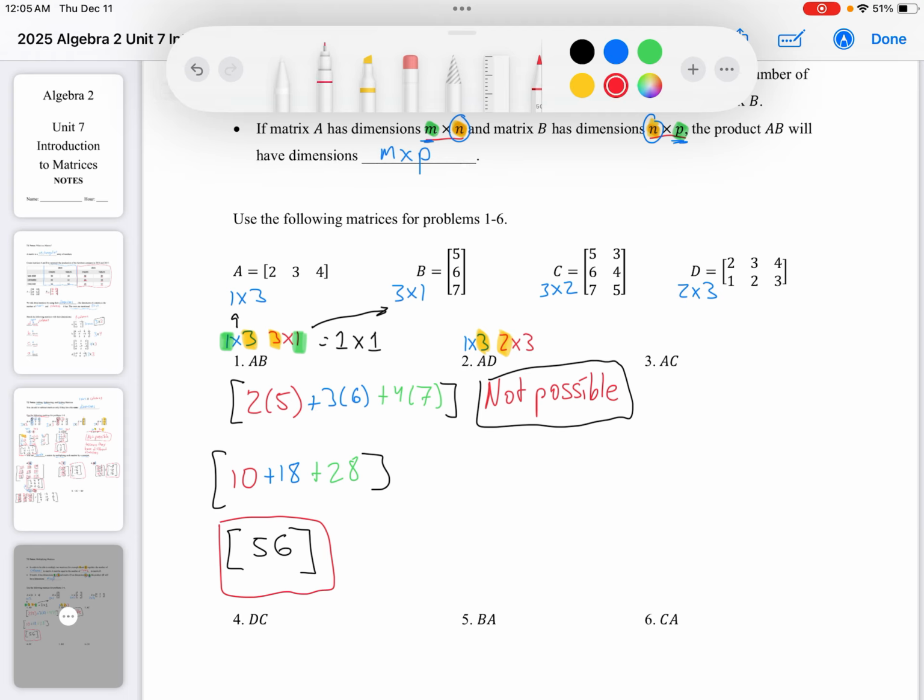So then let's look at AC. We know that matrix A is a 1 by 3. And looks like matrix C is a 3 by 2. Okay, so looking at the middle numbers, they are the same. So these ones are going to be able to be multiplied, and my resulting matrix will be a 1 by 2. Now, when I multiply these together, I should expect to get a matrix that is 1 by 2.